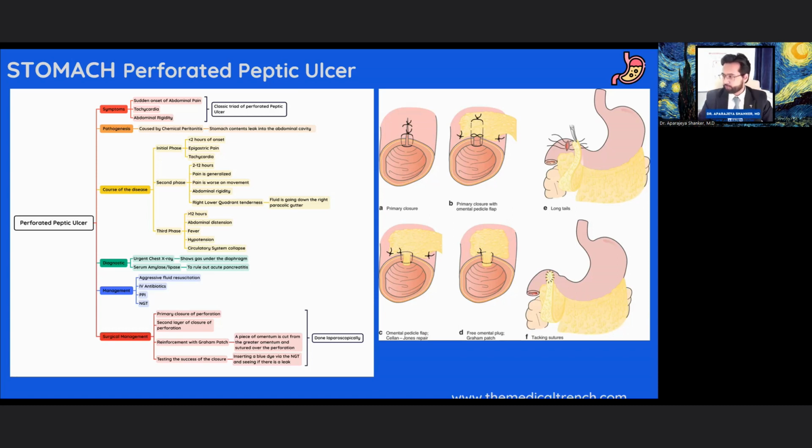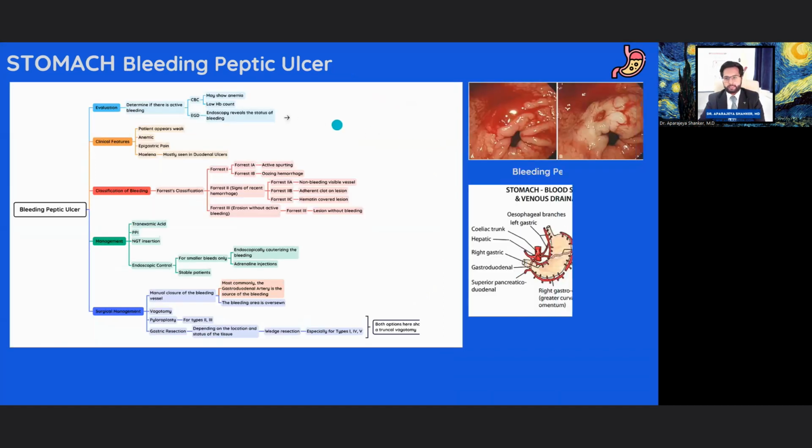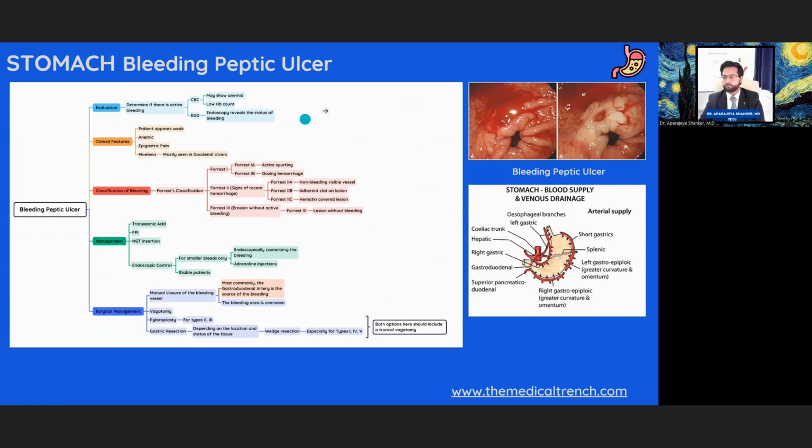Okay, so I'm assuming there are no questions so far about perforated peptic ulcer. We are going to go to the next one, which is bleeding peptic ulcer. Now, in the bleeding peptic ulcer, what actually is happening is that the ulcer has begun to bleed.